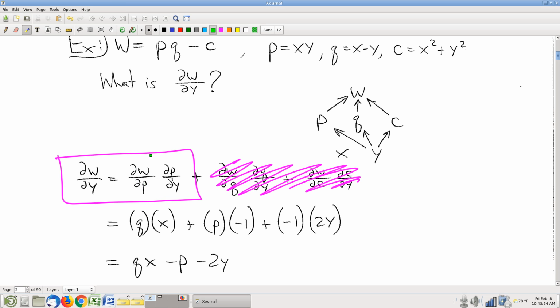You're not doing that here. When you're computing the partial of P with respect to Y, you're not assuming that Q and C are constant. Q and C are decidedly not constant. In this calculation, Y is changing. X is fixed. Q and C are almost certainly not constant there.